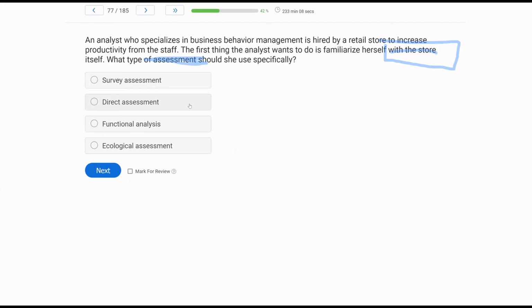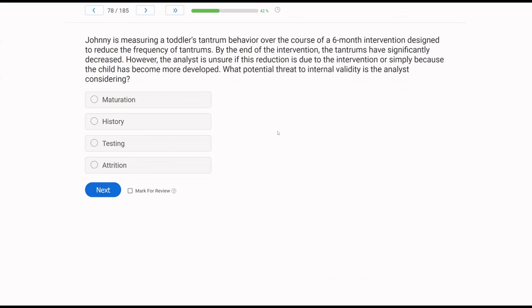B, a direct assessment. Sure, she can go directly observe the store, but what specifically, keyword, is she going to use? C, a functional analysis. She's not looking for the function of anything, right? She's not manipulating variables. What the analyst is doing is an ecological assessment. The ecological assessment assesses the environment rather than, let's say, the people and the behaviors.